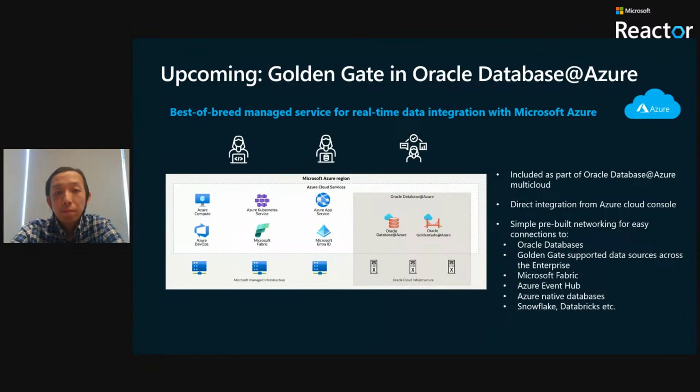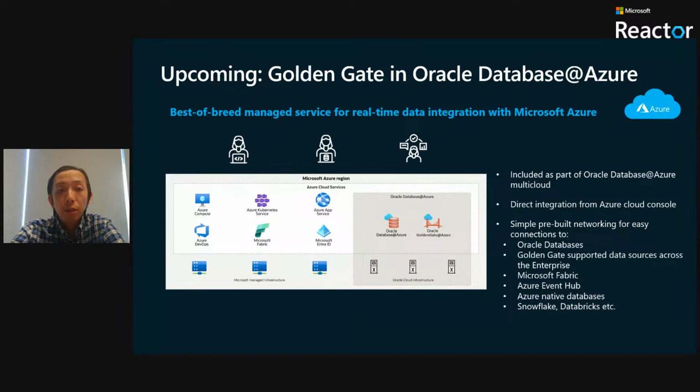Okay, so we just talked about two different network topologies for running Oracle GoldenGate. One is to run in Oracle OCI as a managed service. The other is to run an Azure VM or Azure Kubernetes service in Azure Network. And there is a third way that is coming up soon.